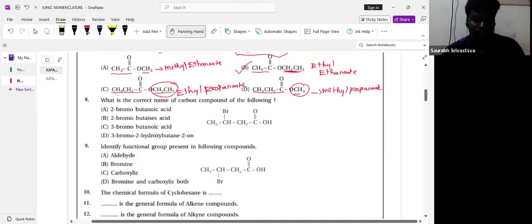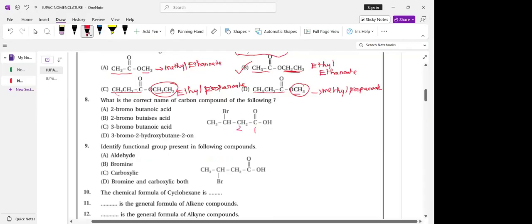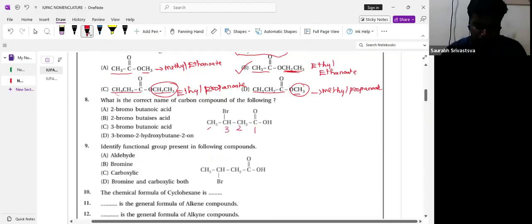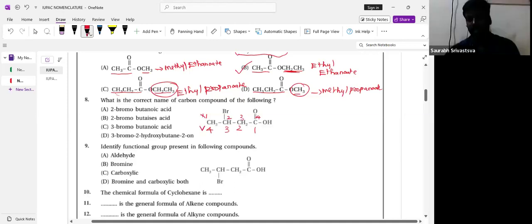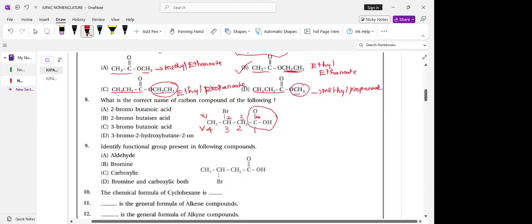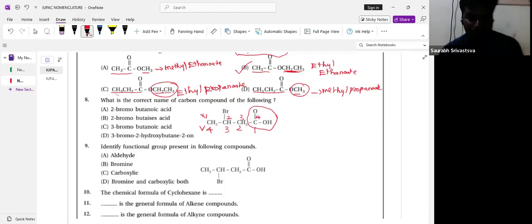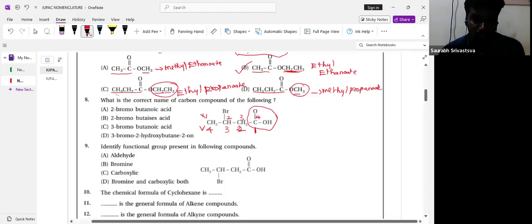Here you can write yourself: number 1, number 2, number 3, number 4. Why have I given numbering from right side to left side? Why is this wrong? This is correct. The reason: here the functional group we are taking is COOH. So from where the functional group is present, from there only you should start the numbering. That's why I have given 1, 2, 3, 4.